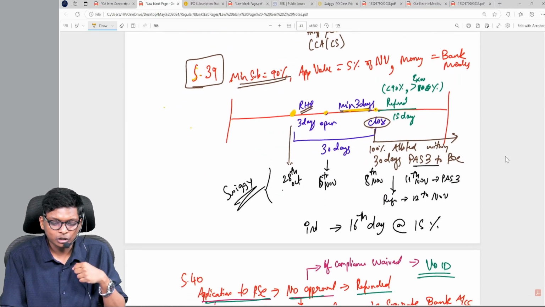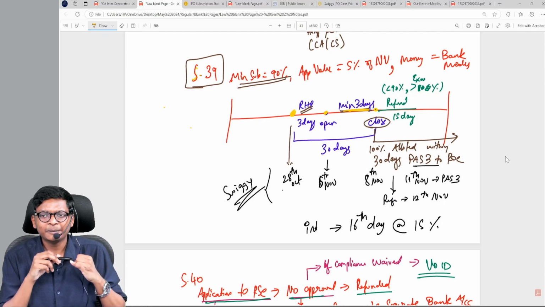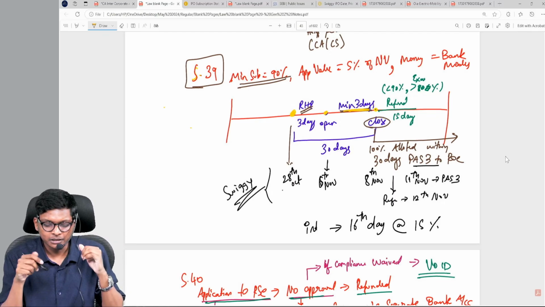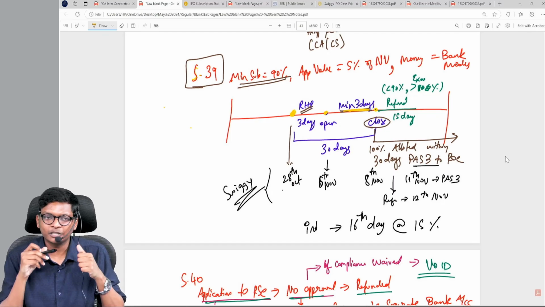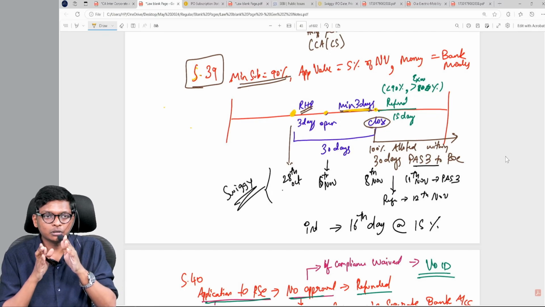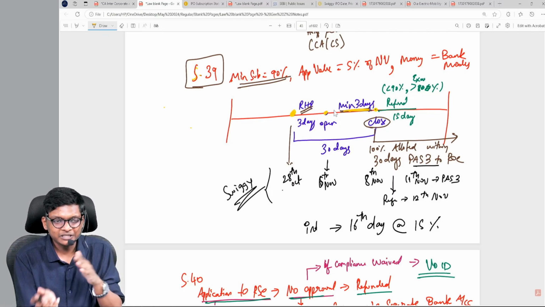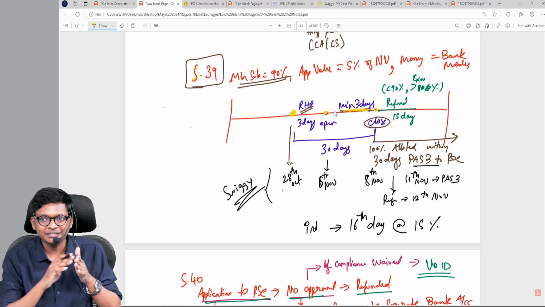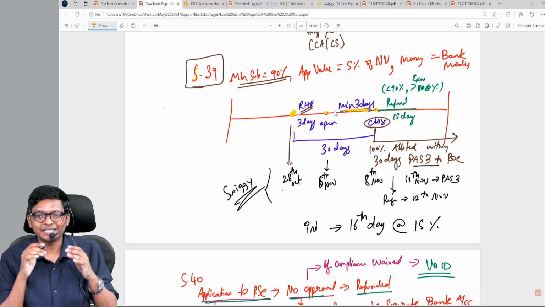Next, section 39, we saw allotment of shares. Here, minimum subscription 90%. Minimum application value 5%, that is 5% of nominal value. Correct. Money should come only in banking modes. Subscription should be received within 30 days. See, the RHP is filed 3 days before, which we saw in a different provision. From the date of filing the prospectus, you receive money within 30 days.